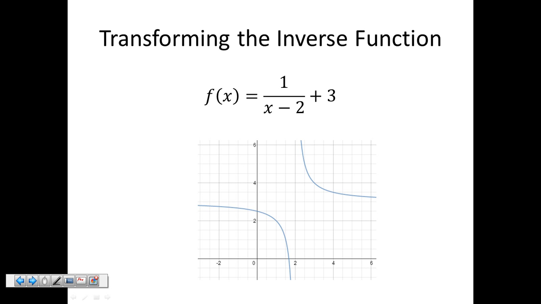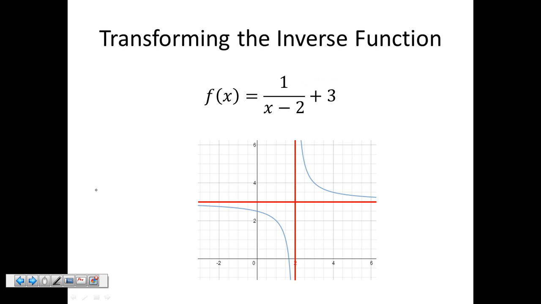Now let's stop and think about what each of these do. This minus 2 right here is going to move the whole graph right 2 units. The plus 3 is going to move, get my circle there we go. That plus 3 takes that whole graph and it moves it up 3. Now this graph looks exactly the same, it's just in a different spot.